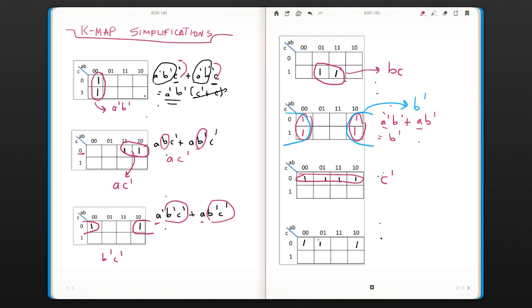If you have a function like this, that means you cannot circle all of them together. So these are these ones, and you need to circle all the ones. You have to circle the ones at least once. So you can take this one as one circle, and that would be A is not changing, so it's going to be A' and C'. And then if you take this one alone, it's going to be a three literal term. But instead, you can take this one with this one. It doesn't matter if you circle twice, that's fine, but it's going to give you a simpler result. A is changing, so it's going to be B' C'.